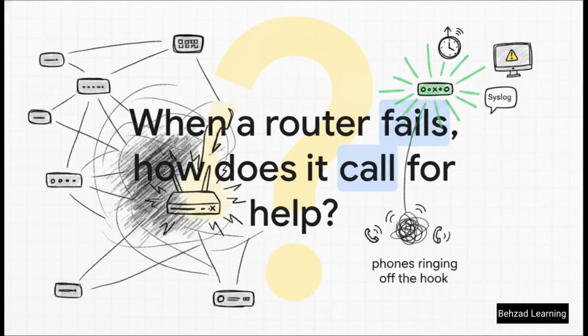Picture this for a second. You're managing a massive enterprise network. Deep in some dark, isolated server room, a single point of failure happens. A core router just unexpectedly dies. So if a router fails in the dark, how does it call for help? How do we, as the admins, ever actually find out about it before the help desk phones start literally ringing off the hook? Well, that's exactly the problem we're solving today.